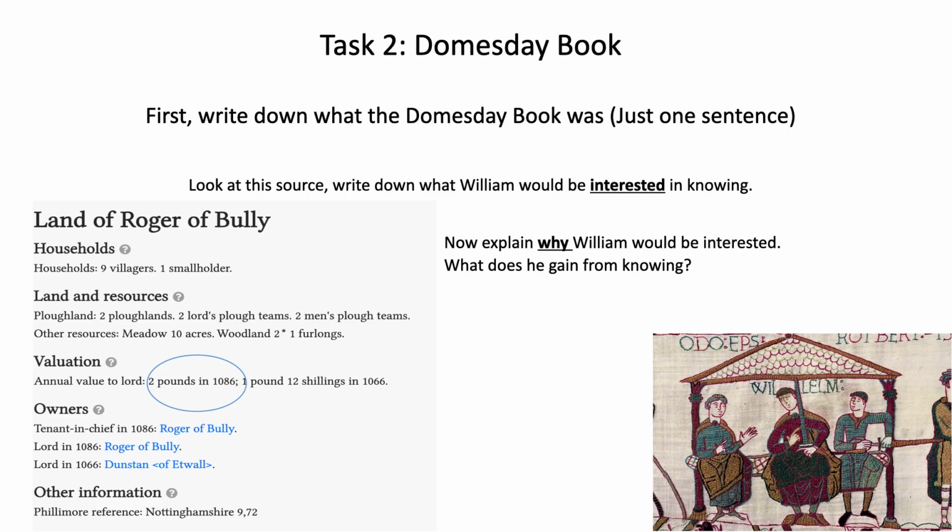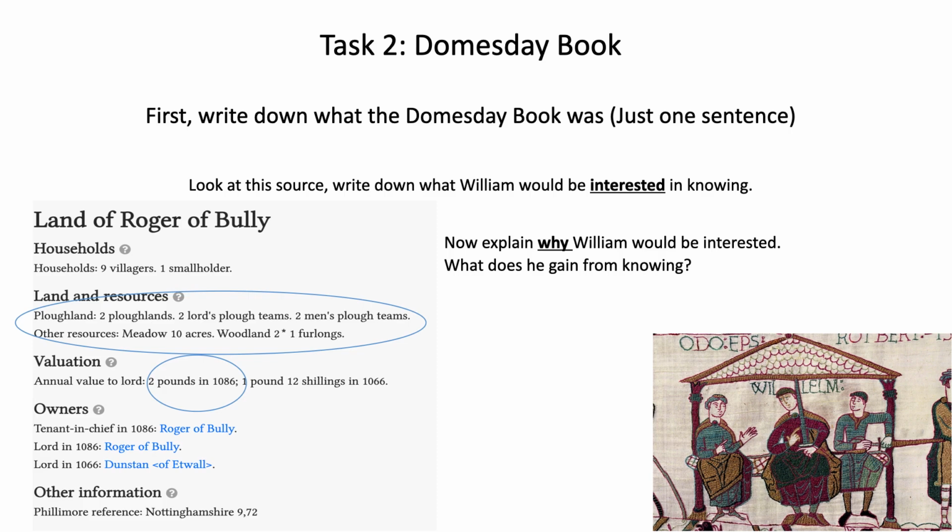Really important that he knows this because, as we know, the Doomsday Book is looking at how much William can tax. It's also looking at land because let's remember, all of the land in England belongs to William. He's not looking to buy this land from Roger of Bully. He can just take it if he wants it because it's his. So that's why the land section is quite detailed and goes into how much is there specifically.